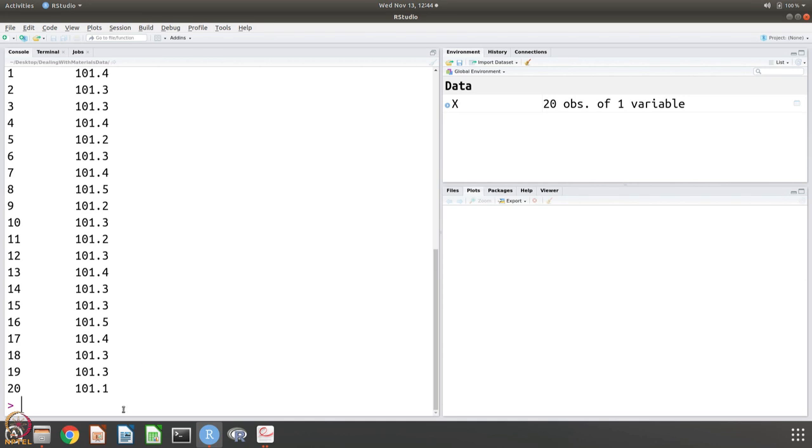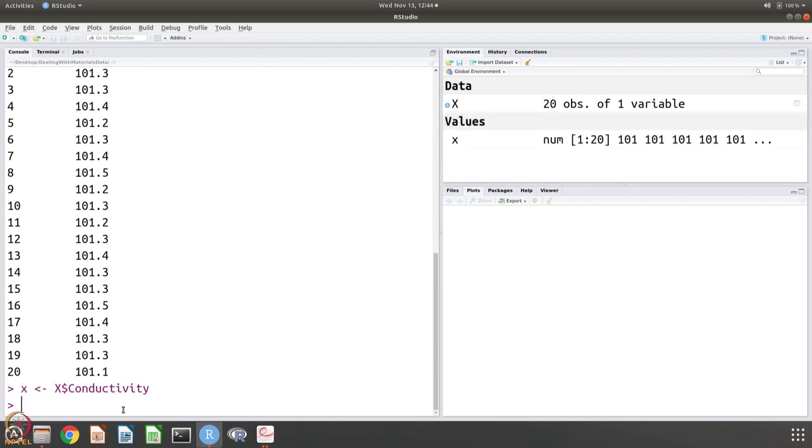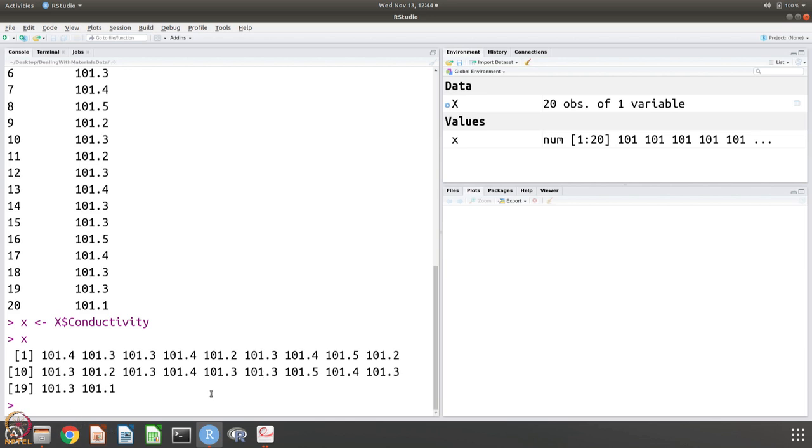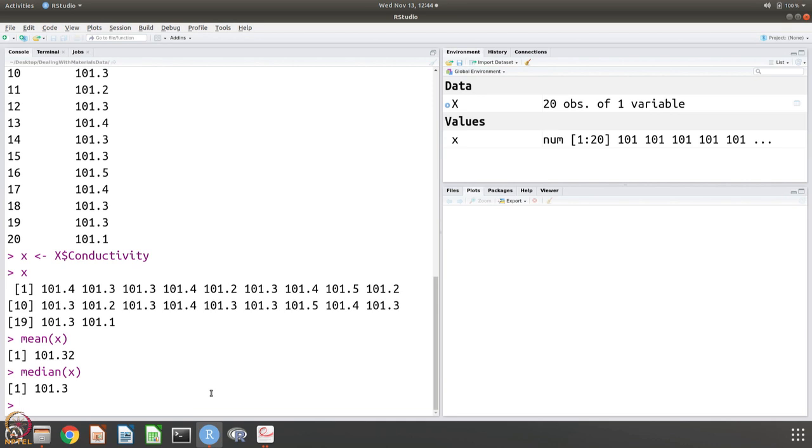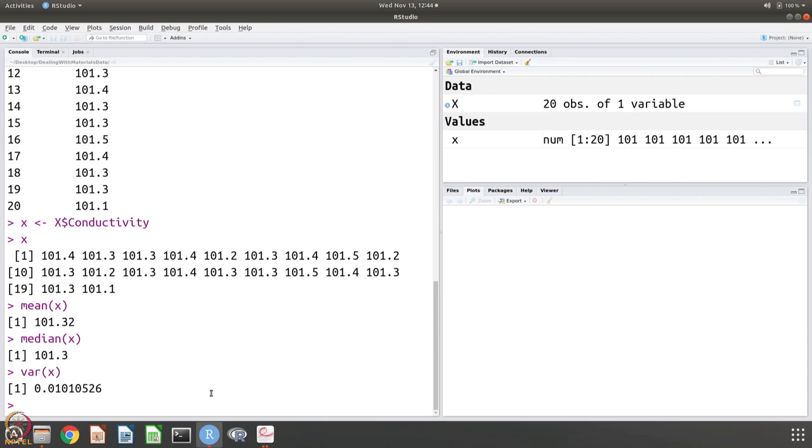So let us just store the conductivity data in this small x. These are all just numerical values, so x now has just these numbers. You can get the mean value of x, the median of x, and the variance of x. Variance is also called mean square deviation, and standard deviation is called root mean square deviation.